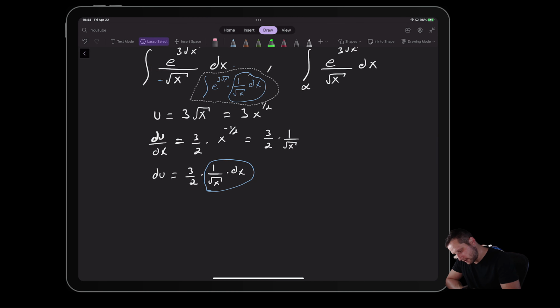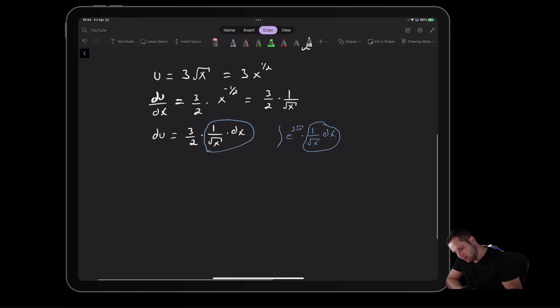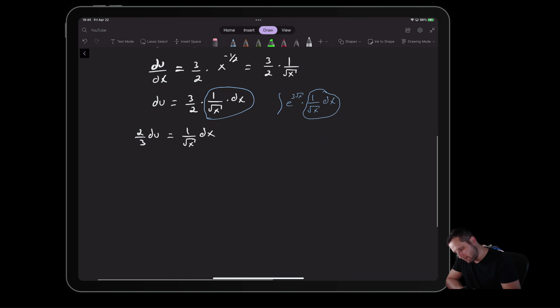So what we're going to do is we're going to isolate that part on our u-sub so we can go back and make this substitution. So we're going to multiply both sides of this by 2/3, and that results in 2/3 du is equal to 1 over square root of x times dx. And now we can go back and we can plug this back into our integral.